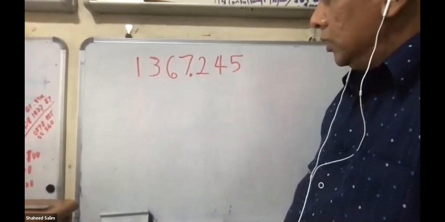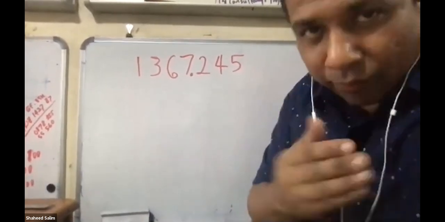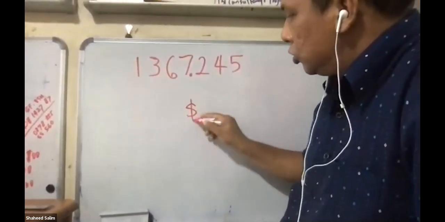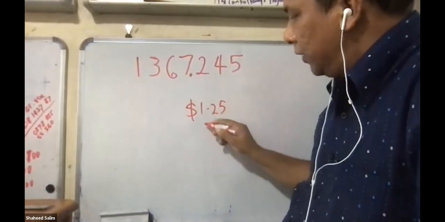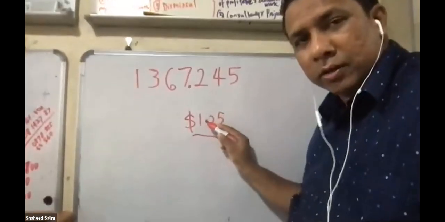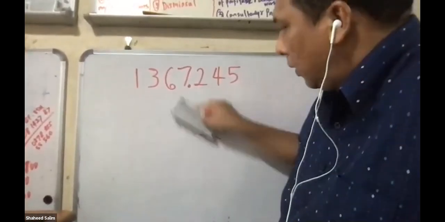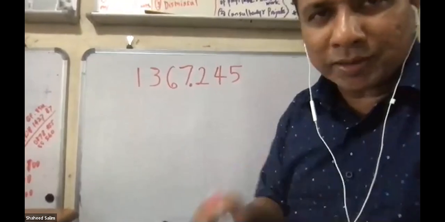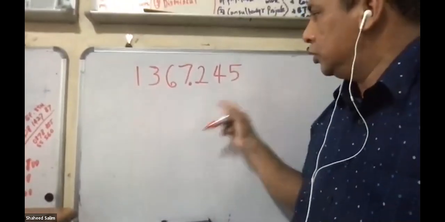First of all, have you learned decimals? You have learned decimals. So let's say now you go to the shop, you buy something for $1.25. This is decimal. Decimal has a point. Now, how do we identify? You must identify the ones. Which one is in the ones place? Do you know?